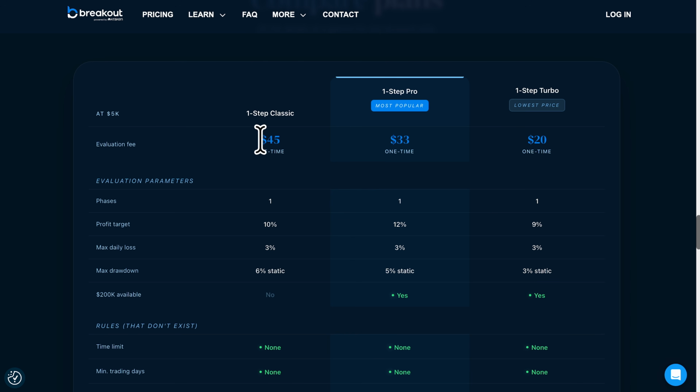But if you come here, the one with the highest amount, which is $45, you can get this one. And you can see that the maximum drawdown is 6%, which means that it gives you more room for error. So please take note of that.